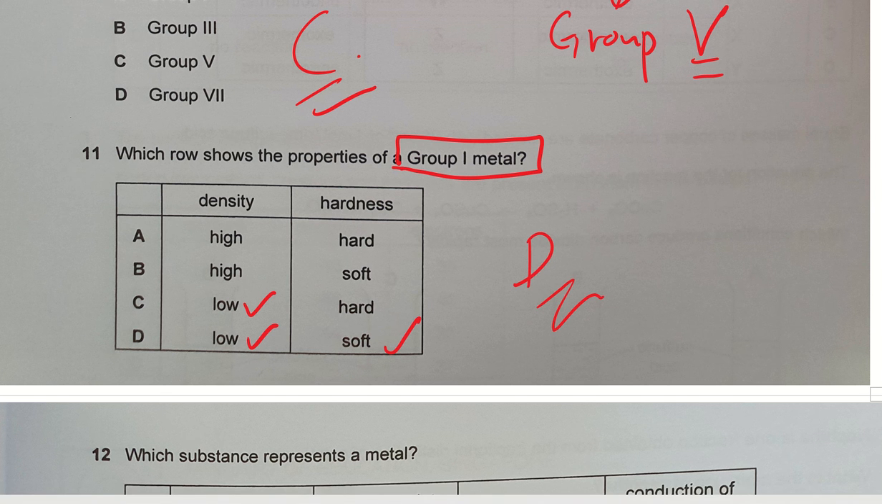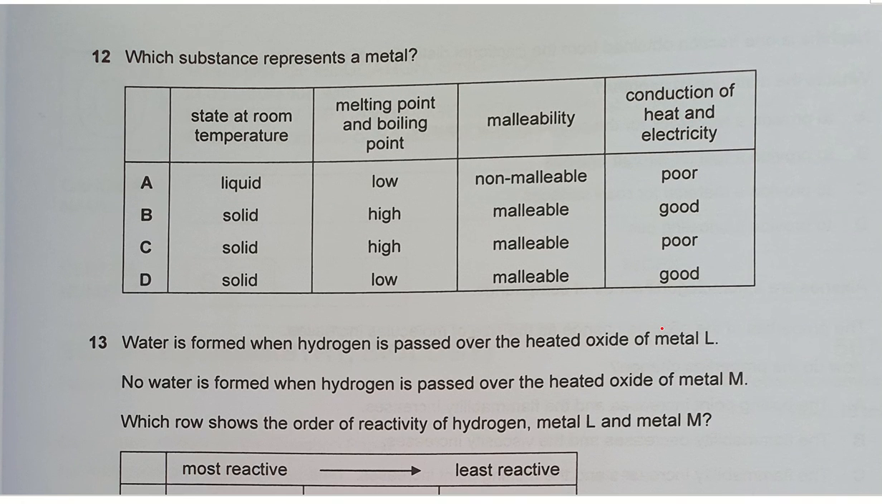Next, question number 12. Which substance represents a metal? First of all, metal, usually what state will it exist in at room temperature? Okay, metal will usually exist in a solid state, so A is out. This is not our answer. Melting and boiling point, metal usually is high.